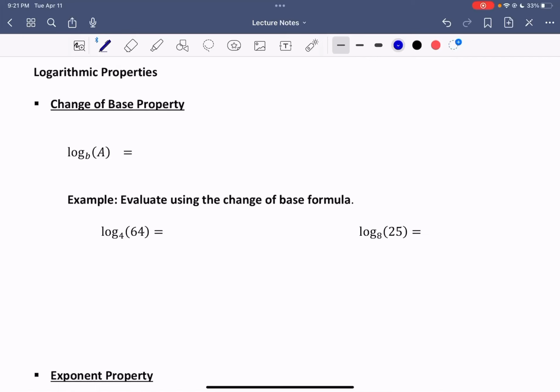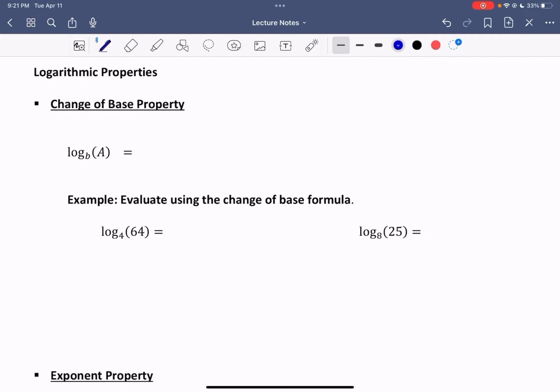Logarithmic properties. Now, we've already been working with a lot of logarithmic properties, and we've talked about things that we can enter in the calculator. In this section, we're going to look at some things that we can't just enter in the calculator, or maybe to help us to assist us in that. First thing we're going to look at is something known as the change of base property.